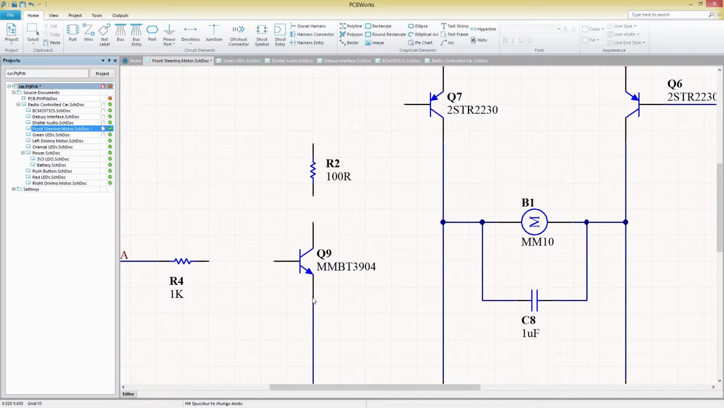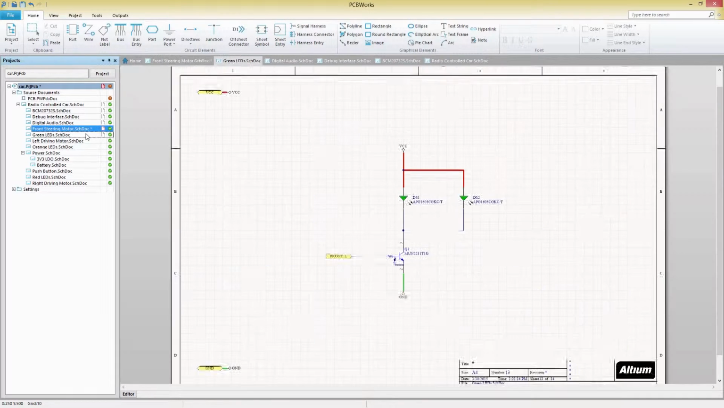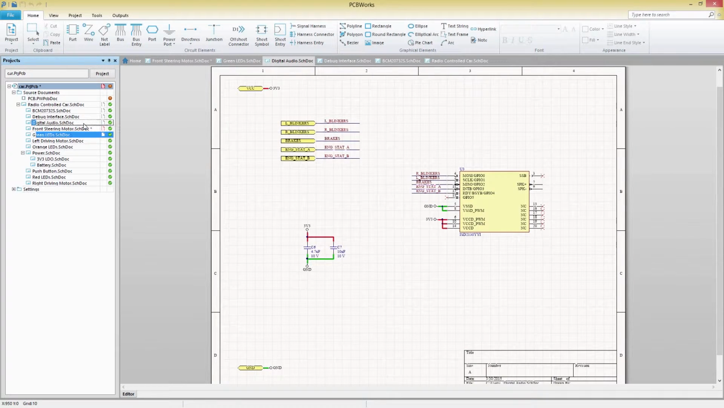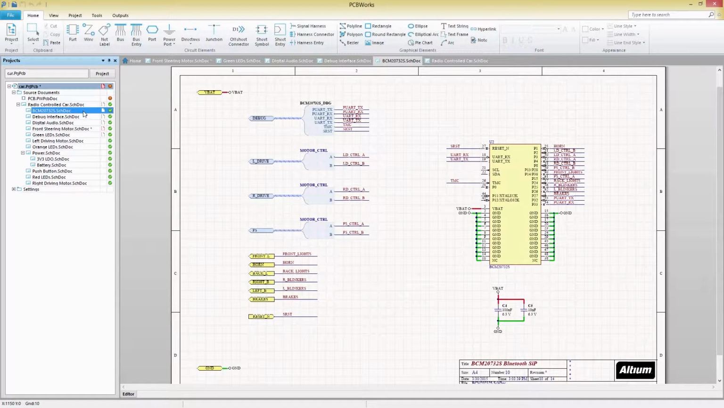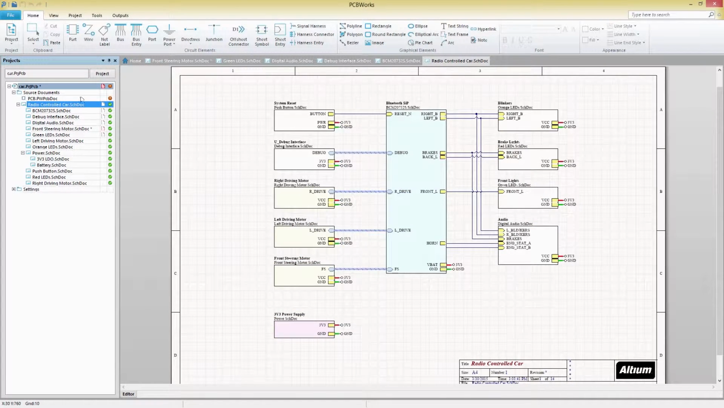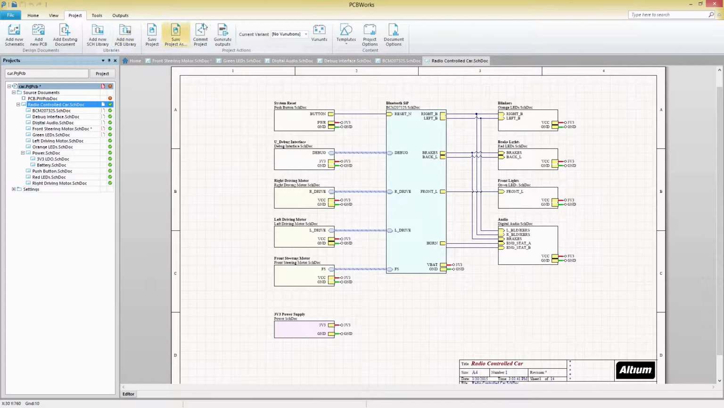Translating your ideas from concept to reality is easier than ever with the streamlined schematic editing environment in PCBWorks. Your multi-sheet schematics are organized, easy to understand, and easy to access in a hierarchical structure. Your schematics are logically and physically organized in a way that lets you design smarter and faster with less headaches.